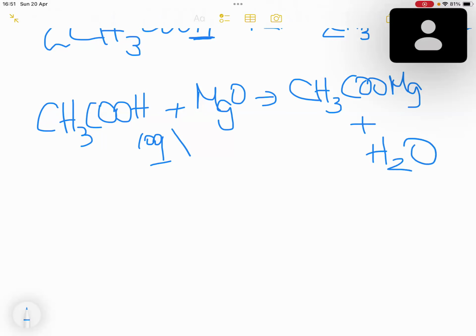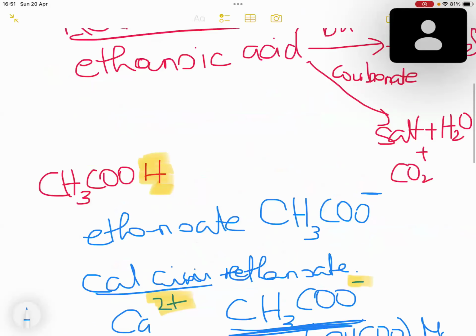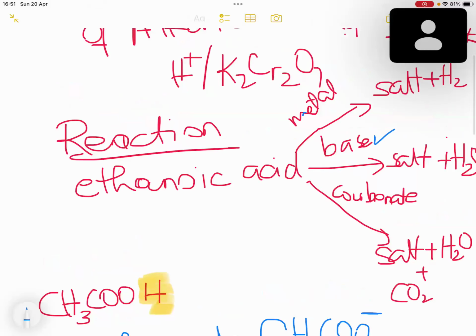To balance this, what do I mean by a bracket? Because we're using 2 ethanoate ions, we would need 2 ethanoic acid, right? And then this 2 with this 2H will give us the 2H in the water. 1O from the magnesium oxide gives us 1O in the water. So our equation is balanced. To balance this reaction, we're only putting 2 in front of the ethanoic acid.